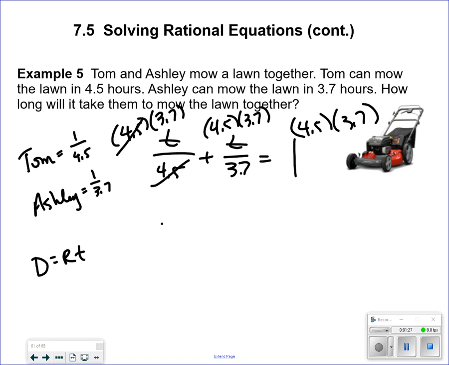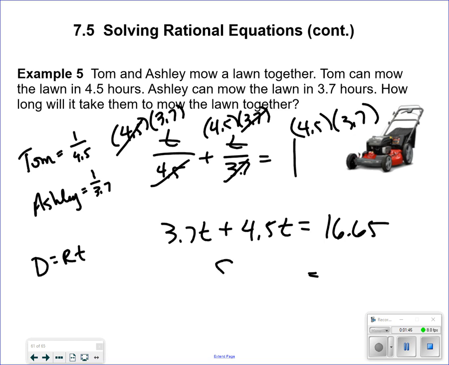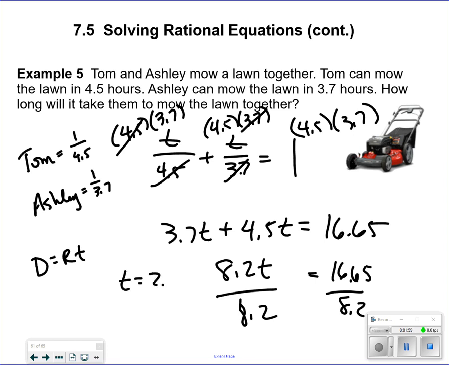So in the first one, the 4.5 cancels. In the second one, the 3.7 cancels. And now I'm down to 4.5 times 3.7. And so I took that into my calculator and I get 16.65. Add the t's together. So that's 8.2 t and divide by 8.2. So on a calculator now, 16.65 divided by 8.2. So it's going to take them 2.03 hours if they work together.